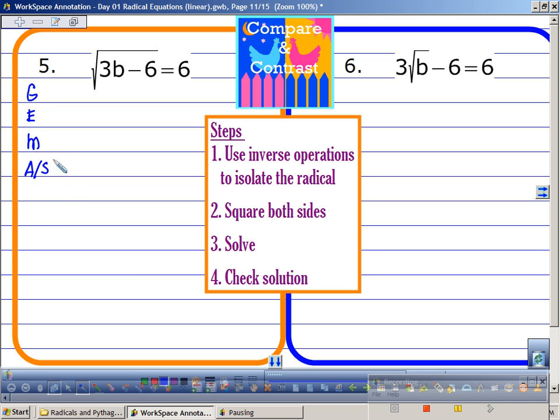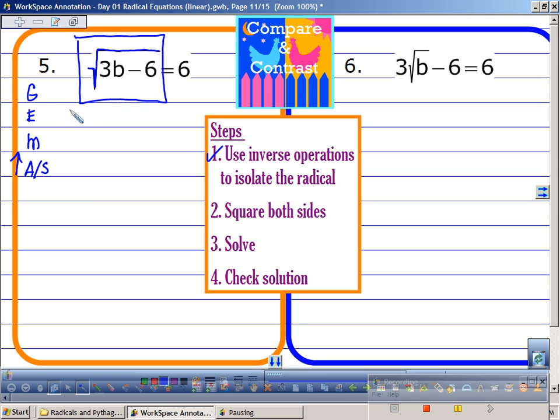So, if I go in reverse, what would I do first? So, how is there any addition or subtraction to do outside of the radical? No, it's inside the radical. This one, however, is different. Okay, can I do anything? I'm supposed to use inverse operations to isolate the radical. This is the radical sign. Is there anything on this side of my equation other than a radical sign? No. So we're done with that step right there.